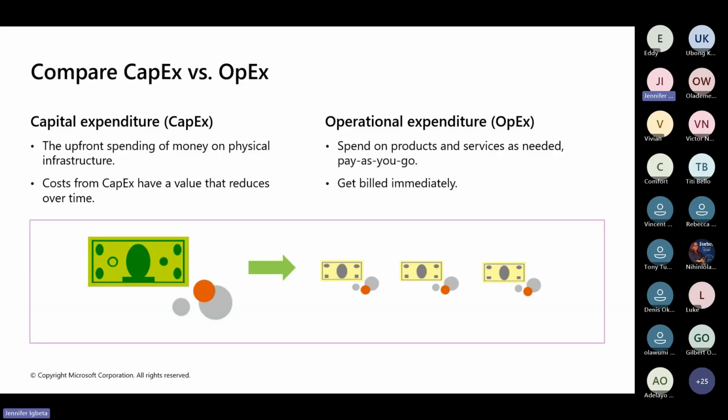Now I love this topic because it tells us where capital expenditure belongs in the cloud deployment model and where operational expenditure belongs as well. So let's talk about CapEx and OpEx. CapEx is the upfront spending of money on physical infrastructure. Costs from CapEx have a value that reduces over time. So let's break it down.